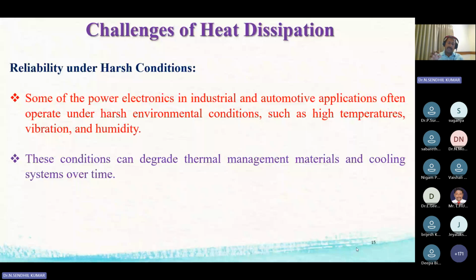Definitely these conditions will degrade the thermal management materials. Vibrations, high humidity, high temperatures. Why I am telling high temperature: you are inserting the material at high temperature, so the K value that is supposed to dissipate the heat will be reduced when the temperature increases, so your heat transfer also will be reduced. Hence the thermal management will degrade according to the environmental conditions. So the reliability of the power electronic system also will be questionable. How long it will last, all those things. So these are some of the challenges.